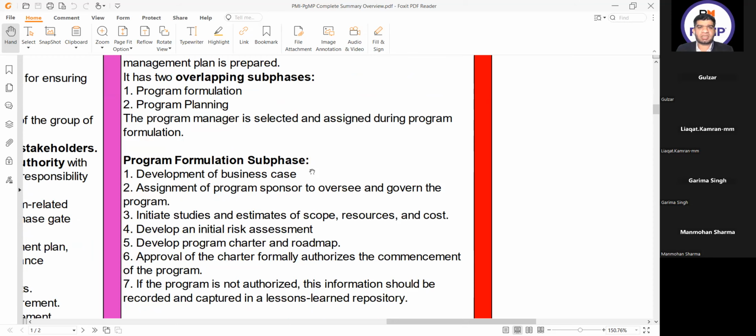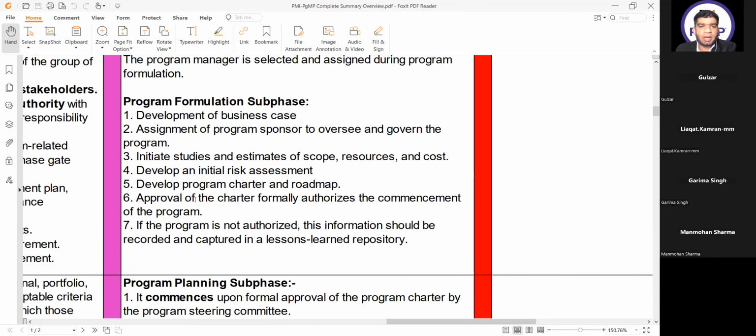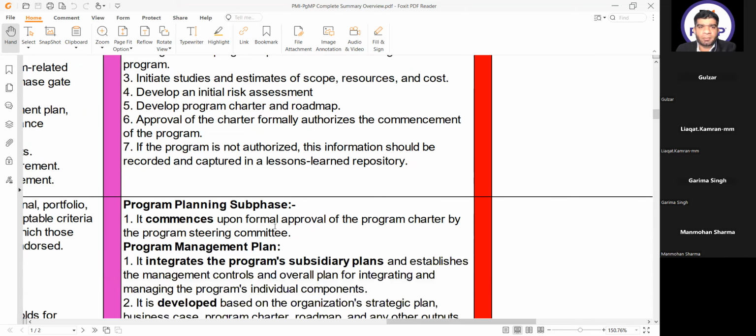So program formulation surface, what we do in this surface, number one, development of business case, assignment of program sponsor to oversee and govern the program, initiate studies and assessment, and initiate studies and estimates of scope, resources and cost, develop an initial risk assessment, develop program charter and roadmap. Approval of the charter formally authorizes the commencement of the program. If the program is not authorized, this information should be recorded and captured in a lessons learned repository.